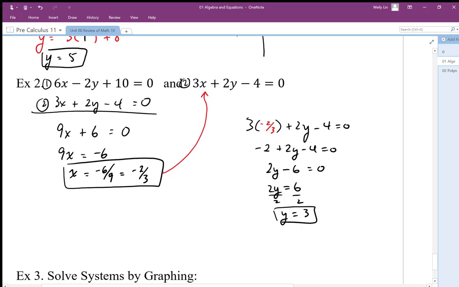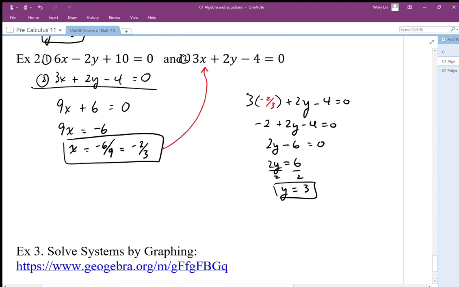And if I plug it in, negative 2/3, I'll plug it into this one, negative 2/3 times 6 is going to be negative 4. Minus 2 times 3 is 6. So negative 4 minus 6 is negative 10, plus 10 equals 0. That's perfectly fine.